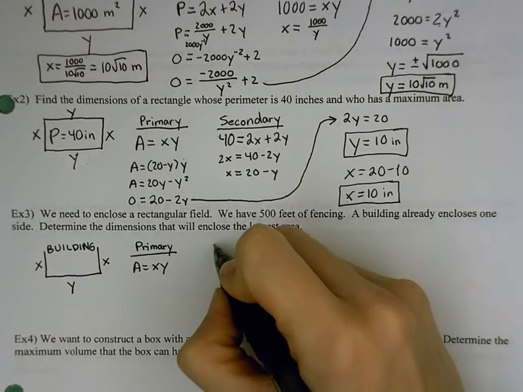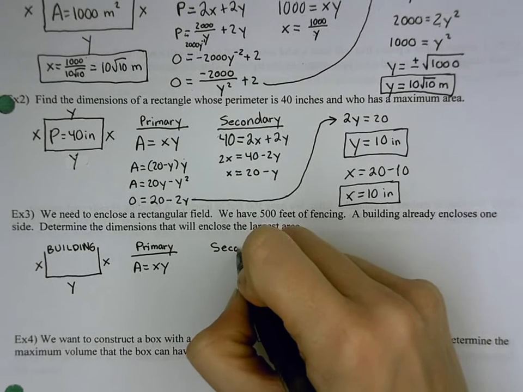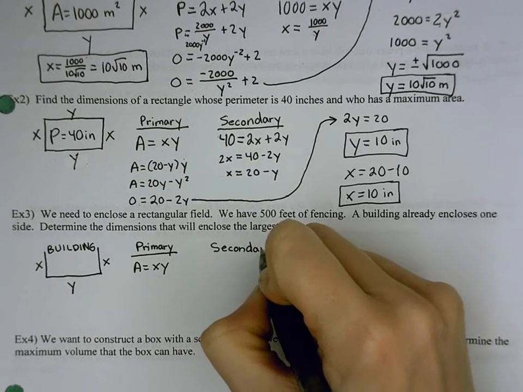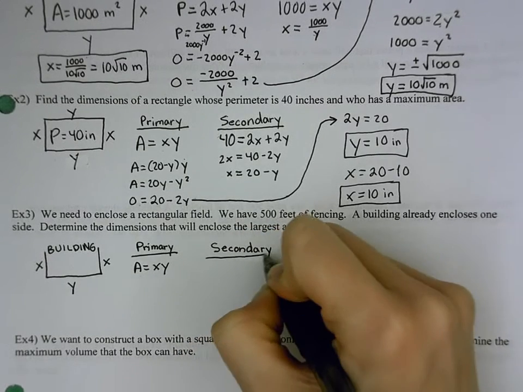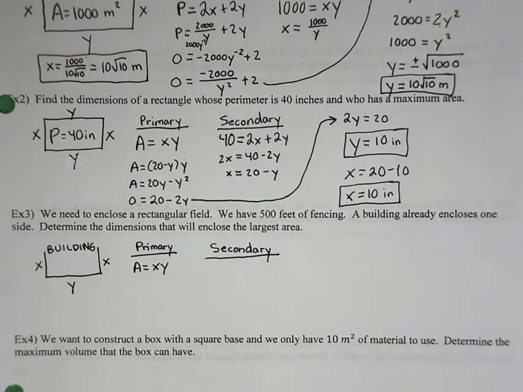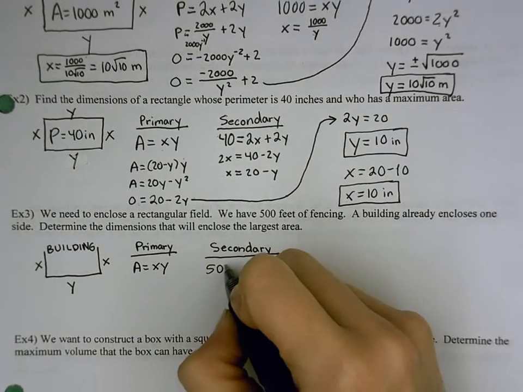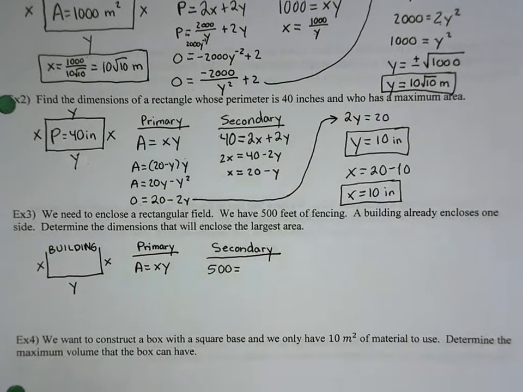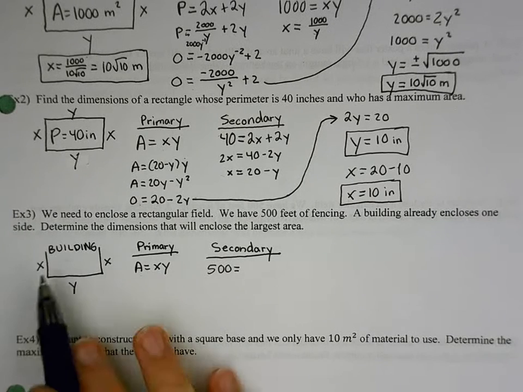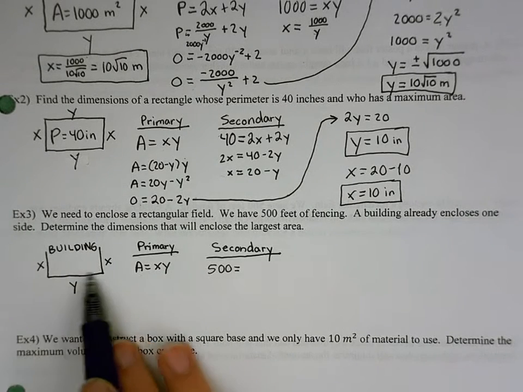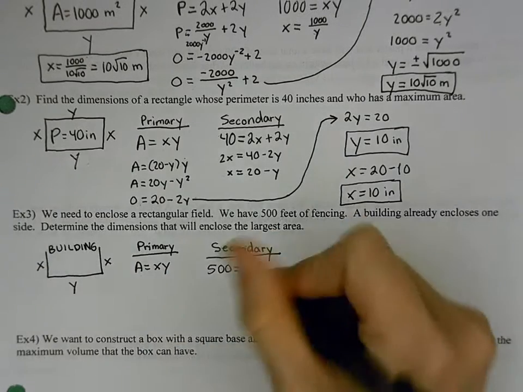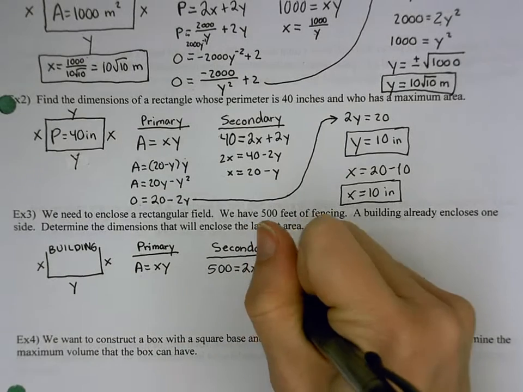Next step, find my secondary. Again, secondary is some sort of given piece of information. In this case, we were given that we have 500 feet of fencing. Remember, when you're constructing this secondary equation, you don't need to include the building, right? We wouldn't fence on the building side. So in this case, my fencing would be an X, a Y, and another X. 2 X's and a Y.